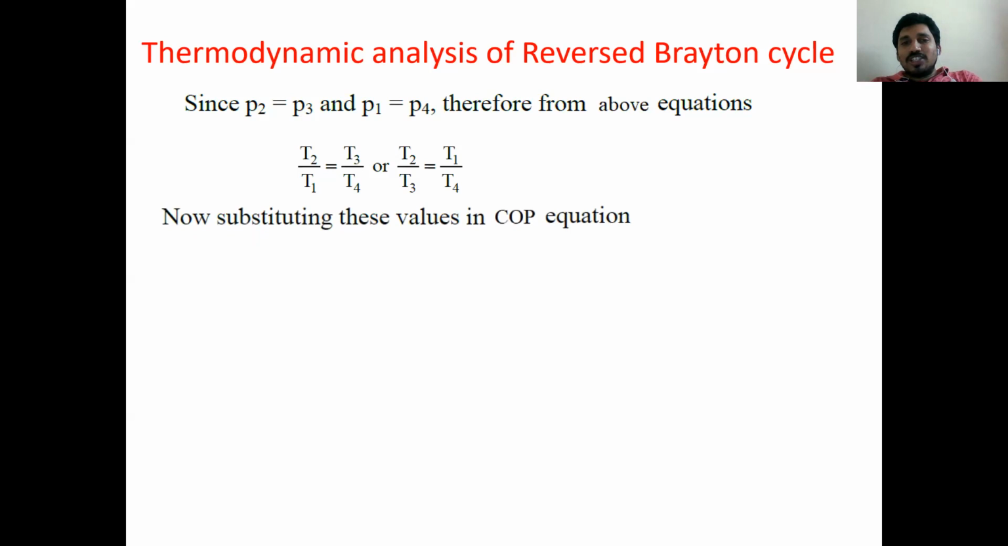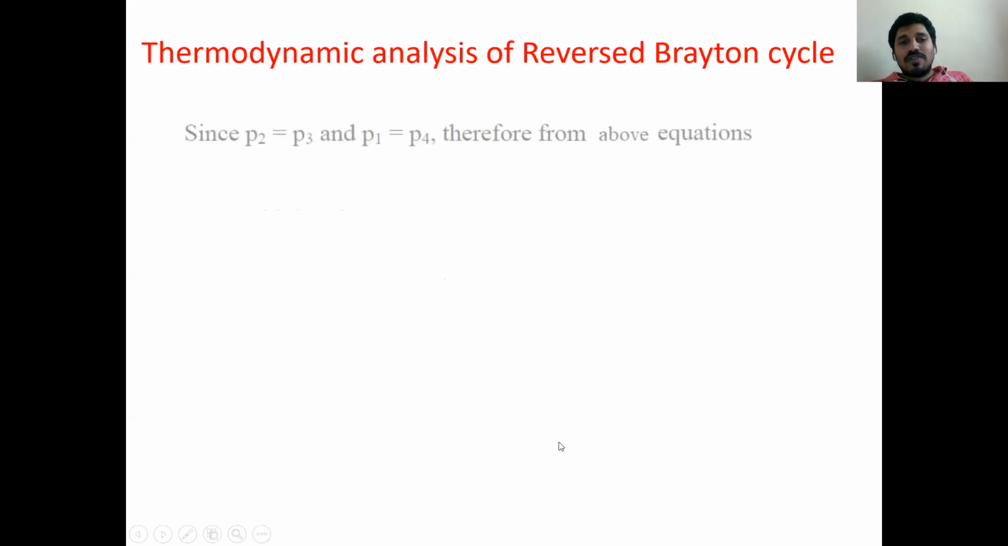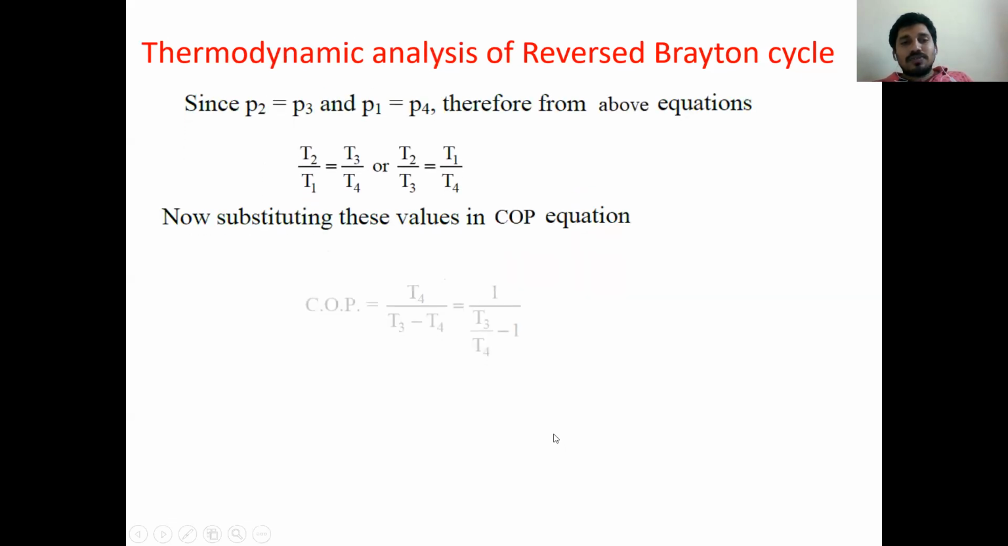By substituting these values in the COP, see what we have. COP is T4 into (T1 by T4 minus 1) in the numerator. In the denominator, T3 into (T2 by T3 minus 1) minus T4 into (T1 by T4 minus 1). Here the values in brackets are equal, so those values will be cancelled. Finally, the equation of COP is T4 by (T3 minus T4).